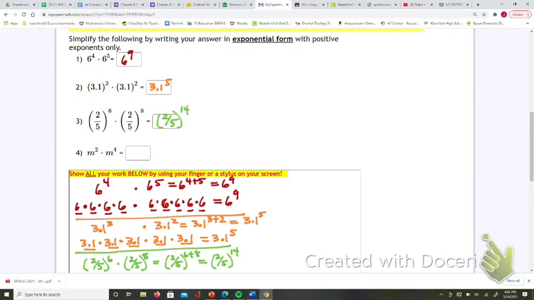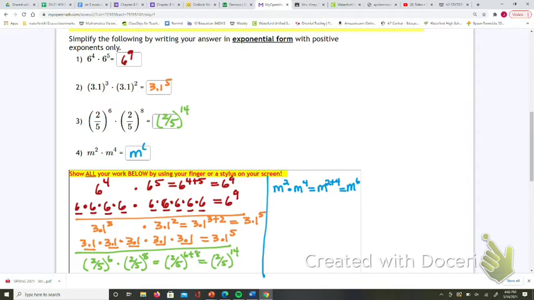Okay, now the very last one I want you to notice is a variable, not a number. It's okay. We're allowed to do that. So we have m to the 2nd times m to the 4th, which is going to equal m to the 2 plus 4, which is going to equal m to the 6th.